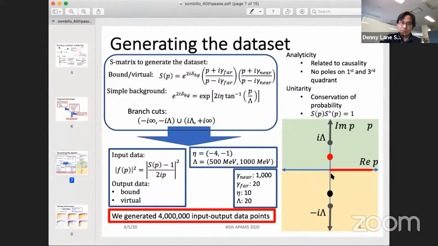Also, gamma near will be chosen very near to the threshold, and gamma far will be chosen so that it will always be farther compared to gamma near. So these are the number of parameters that we have produced. In total, we have 4 million input-output data points that will be used for the training. By the way, the output is just based on the sign of gamma near. It doesn't really depend on the other parameters.